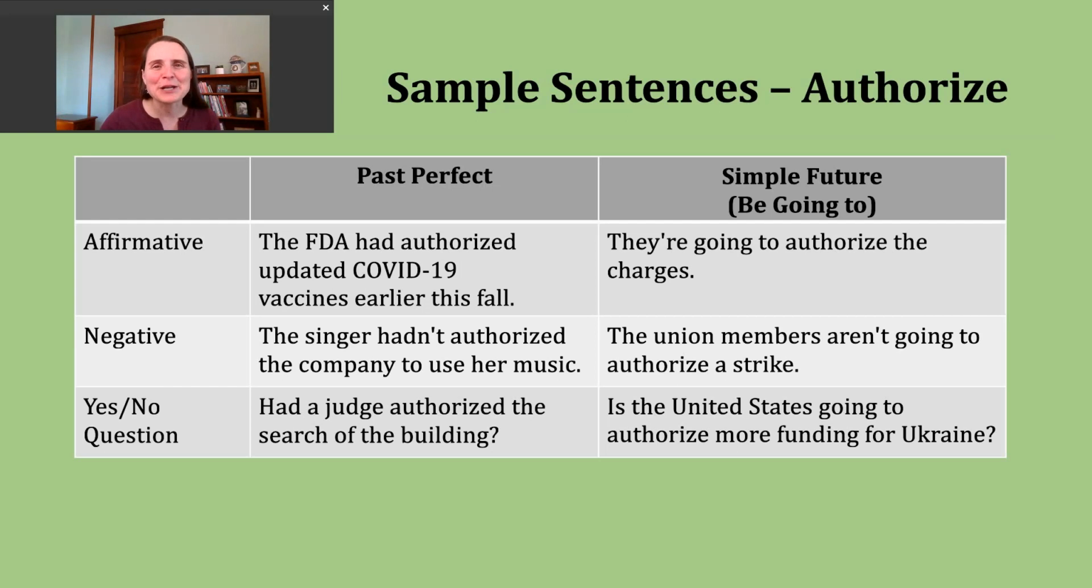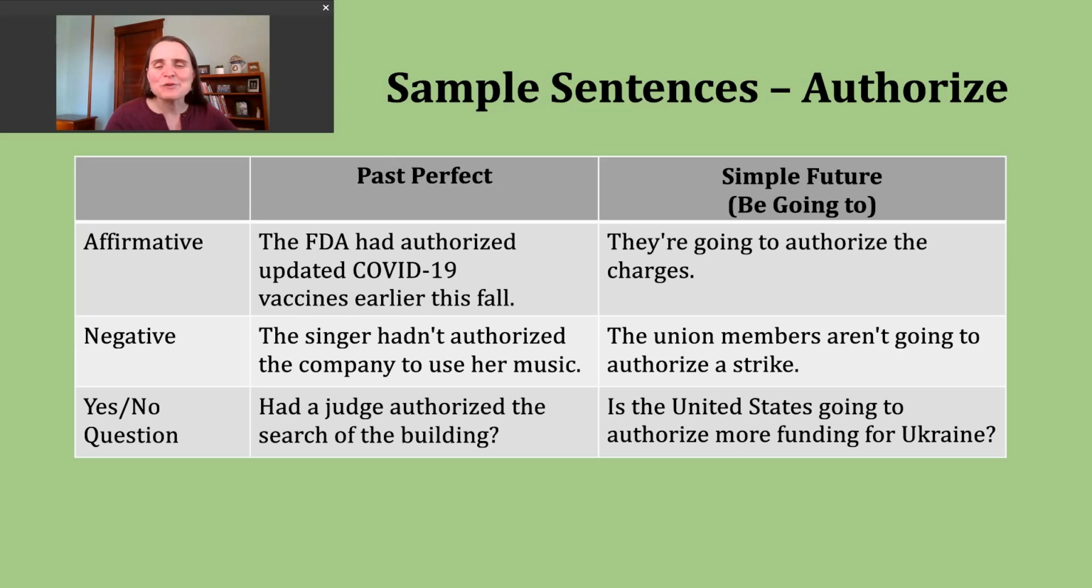Finally, let's take a look at making a yes or no question. To do this, I start with my present form of be, whichever form matches my subject, and that subject comes next. And then you're going to see going to and the base verb. My last example here today is the United States going to authorize more funding for Ukraine? This is a question many people are asking, especially as our Congress has kind of come to a halt as far as passing bills as we await a new Speaker of the House.